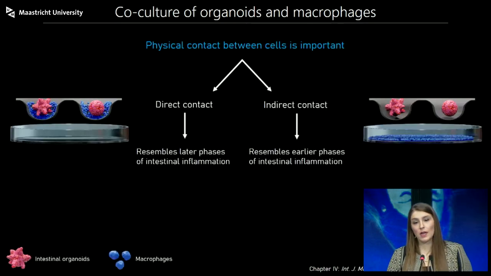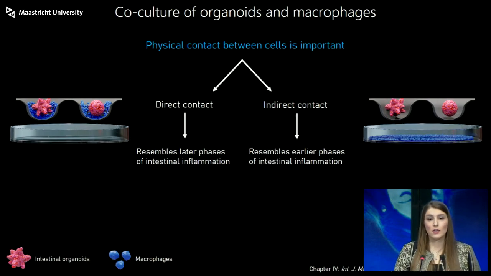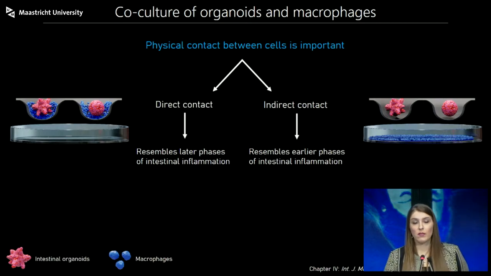The microwell platform is a highly versatile system that allows for different positioning of the different cell types. And in our case, we studied two different configurations. In the first one, both the organoids and the macrophages were placed inside the microwells. And in this way, they were in direct physical contact. And we found that this model resembled more closely the later phases of intestinal inflammation. In the second configuration, we added the organoids in the microwells and the macrophages at the bottom of the well plate. In this way, the communication between the cell types was only performed by the secreted factors. And this model resembled more closely earlier phases of inflammation.